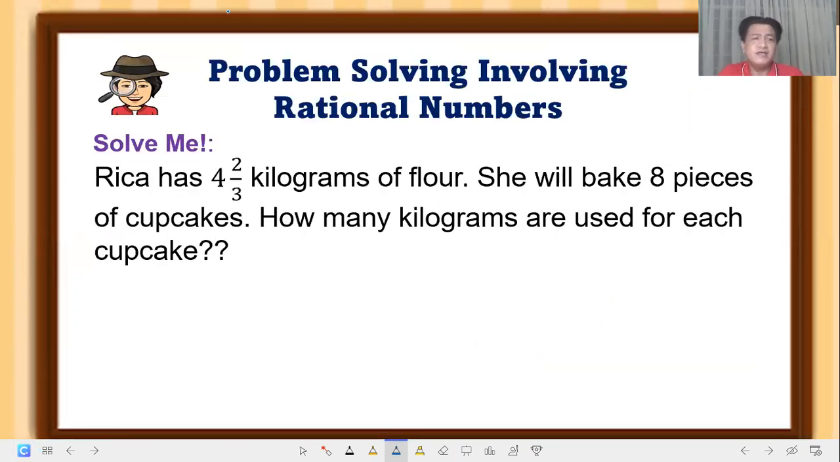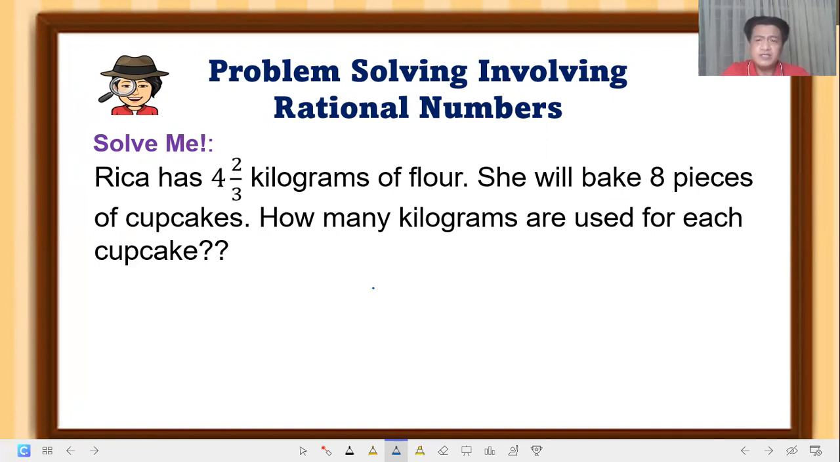Okay, let's solve this problem. Rika has 4 and 2/3 kilograms of flour. She will bake 8 pieces of cupcakes. How many kilograms are used for each cupcake? Ibig sabihin yan, kung si Rika ay meron siyang 4 and 2/3 na harina, no? Okay, at magbe-bake siya ng 8 pirasong cupcake. Ibig sabihin niya, sa bawat cupcake na gagawin niya, ilang kilograms of flour ang magagawa niya.